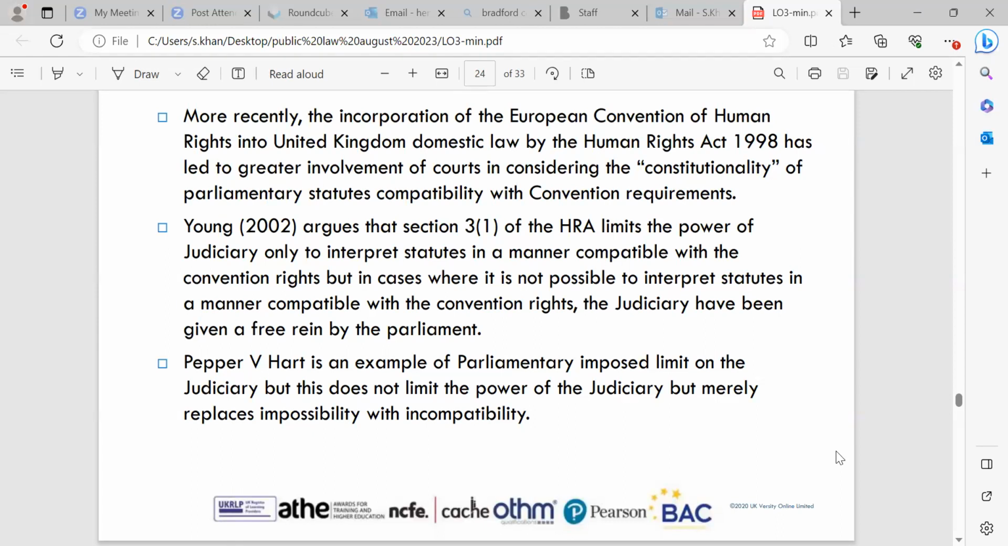Young 2002 argues that Section 3, subsection 1 of the Human Rights Act 1998 limits the power of the judiciary only to interpret statutes in a manner compatible with the convention rights. But in cases where it is not possible to interpret statutes in a manner compatible with the convention rights, the judiciary have been given a free rein by the Parliament. Pepper and Hart is an example of a parliamentary imposed limit on the judiciary, but this does not limit the power of the judiciary, but merely replaces impossibility with incompatibility.